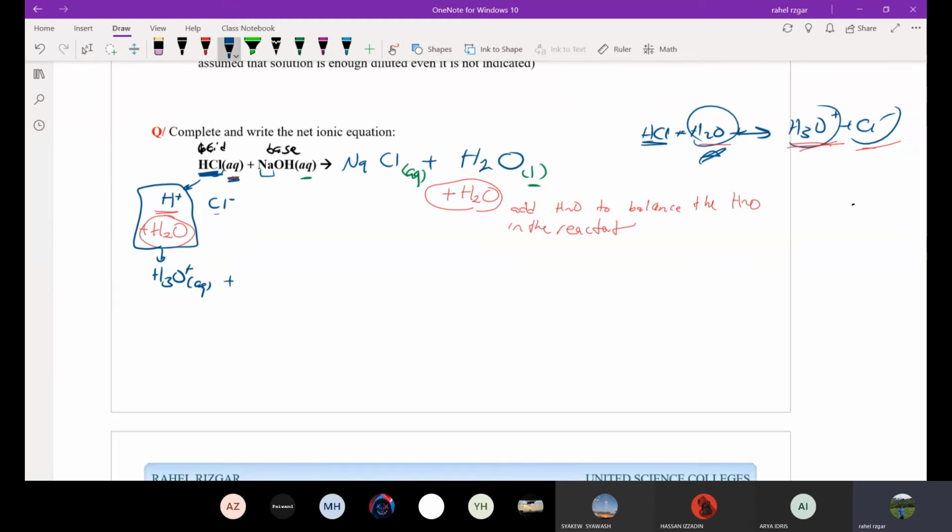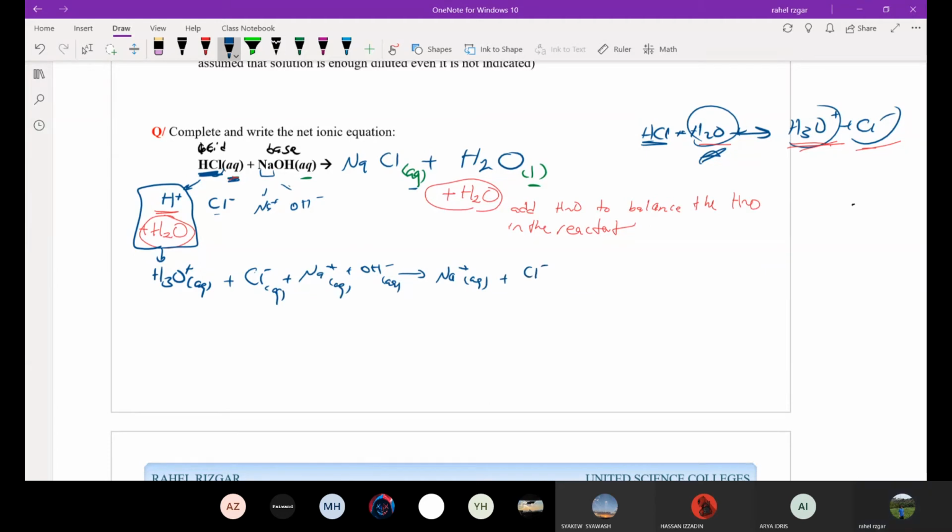So we have H3O. What else do we have? Cl. NaOH separates to become Na and OH. And it becomes NaCl, it's aqueous. So it is Na aqueous. These are all aqueous.